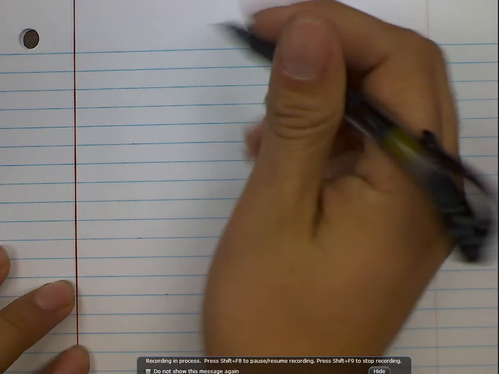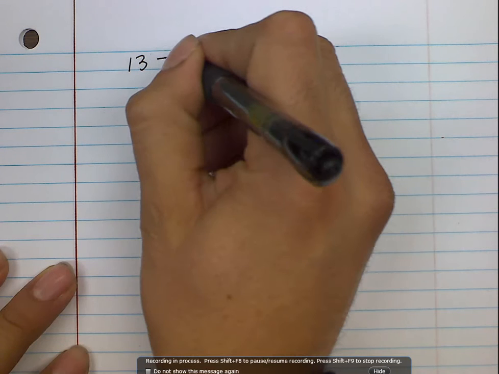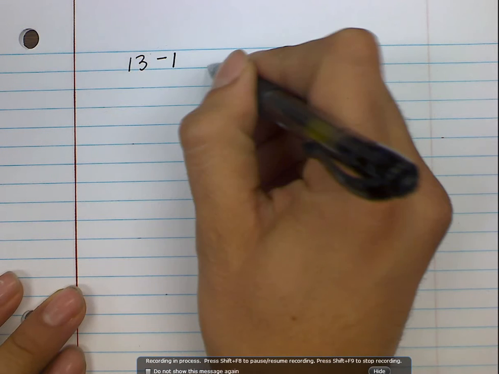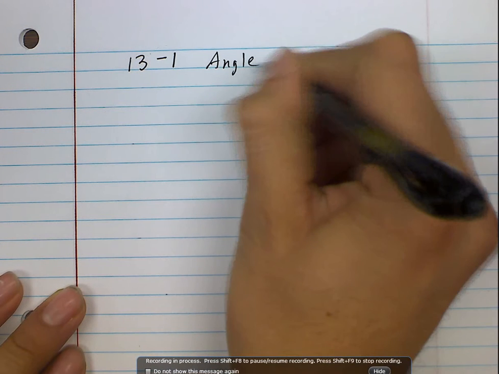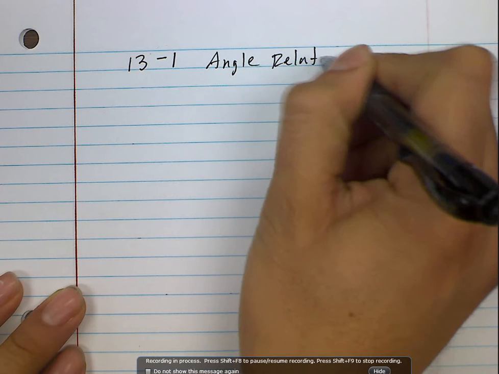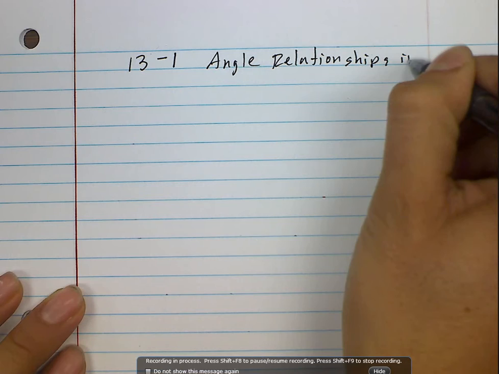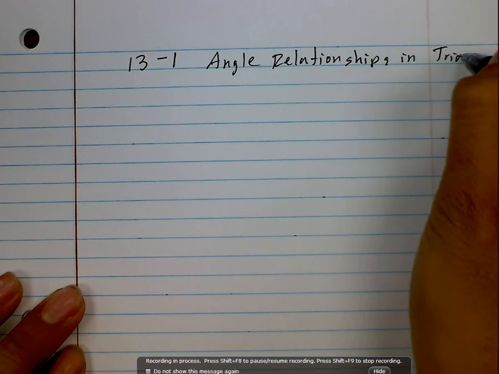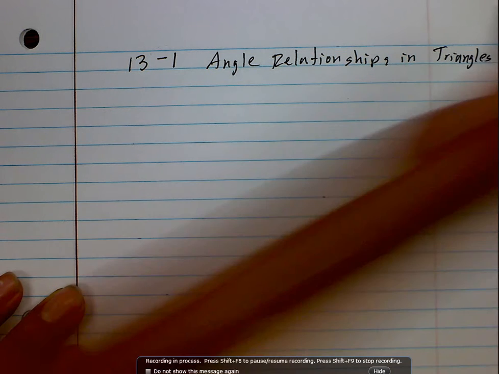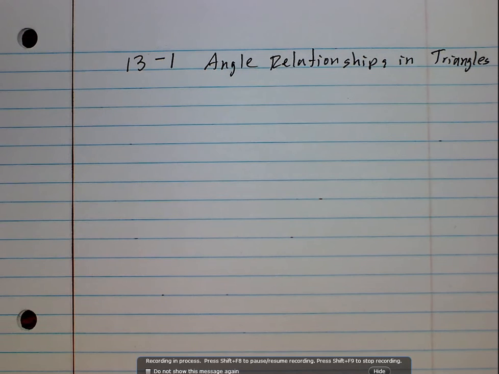Okay, so this one is a new lesson, new activity. So it's activity 13.1, and it's angle relationships in triangles. Remember that if you're absent, just watch the video and then complete the homework that goes with it.